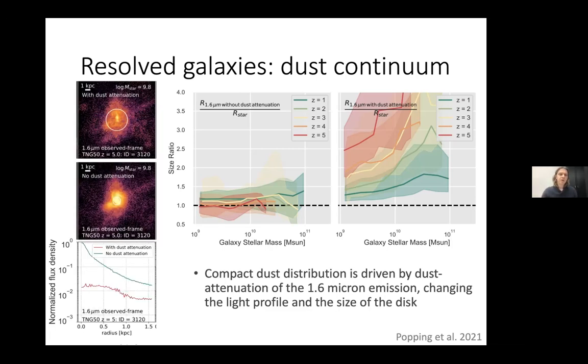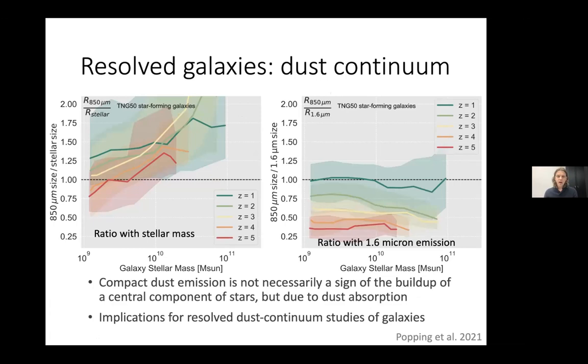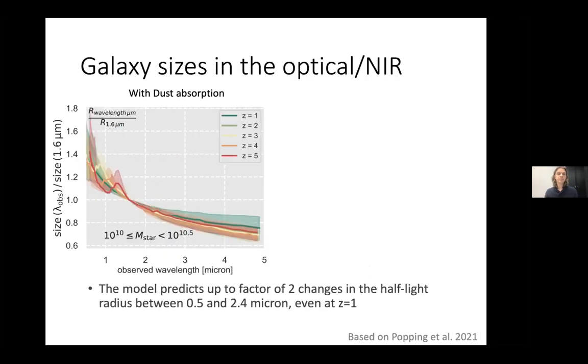This is the same example at redshift 5. It shows essentially the same trend. But then to put everything in context, the compact dust emission is not necessarily the sign of a buildup of a central component of stars. We've seen that dust continuum very closely follows where star formation is happening. But what it's showing is that dust in the center is absorbing light at stellar emission wavelengths, making it more extended, whereas it will shine where it was absorbed. And that's why you get these compact dust distributions. So it's really an effect of dust obscuration.